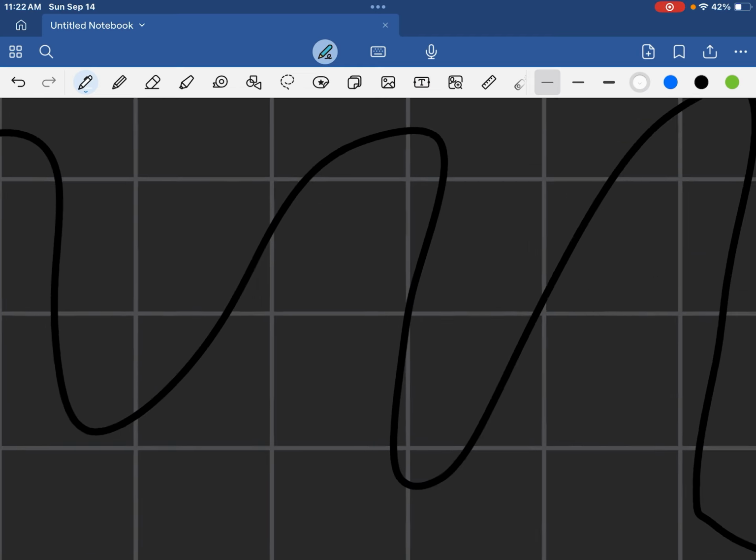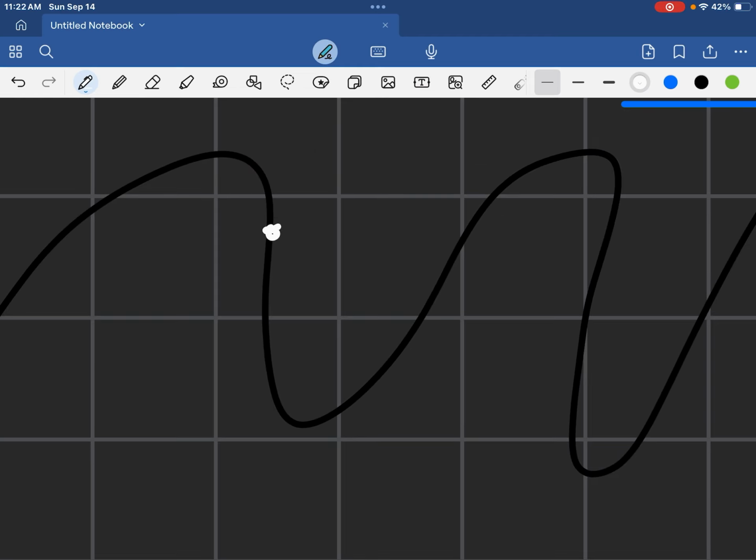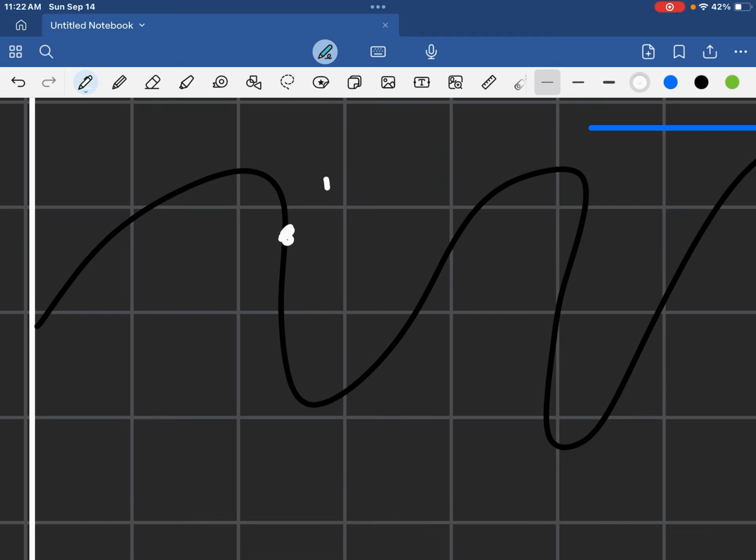So if we looked over here at this point, what is happening? At this point we know it's going down, so the derivative at that point is going to be negative, and it's going to be pretty steep because it's going down pretty fast, but it's just measuring the slope of that line that's tangent to that point.